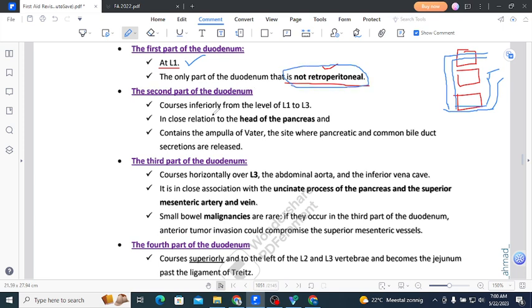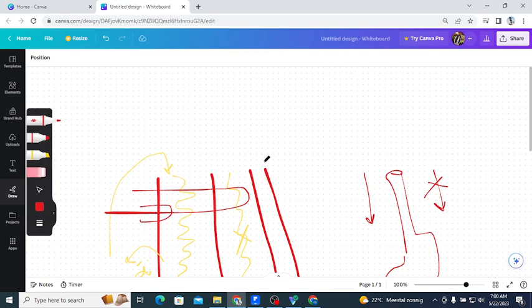The second part of the duodenum courses inferiorly from the level of L1 to L3, like it is moving downwards, in close relationship to the head of the pancreas, and consists of the ampulla of Vater, the site where the pancreas and the common bile duct secretions are released. We have talked about that quite a few times, but let's talk about this once again.